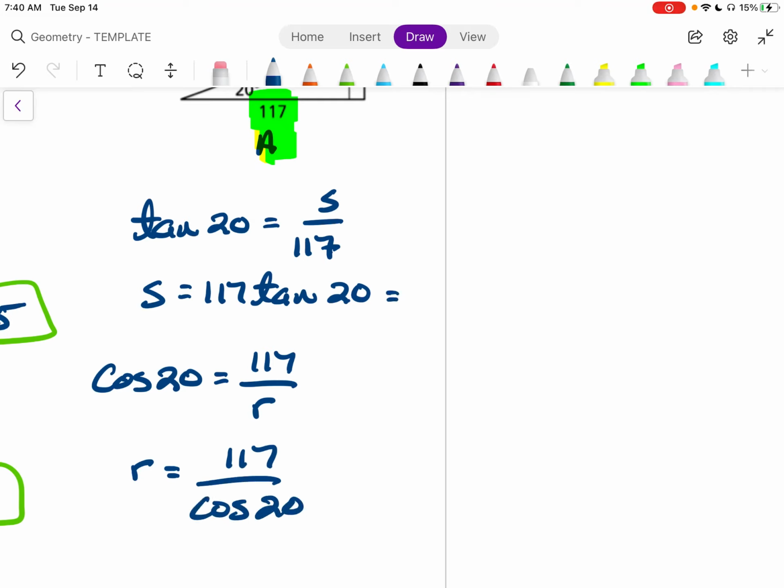All right, let's type these in. I'm going to have 117 tangent of 20. That's going to give me 42.58. And then 117 divided by cosine of 20 gives me 109.94.